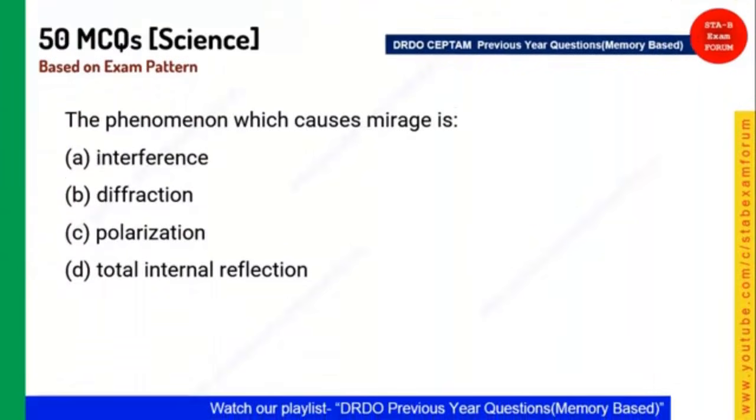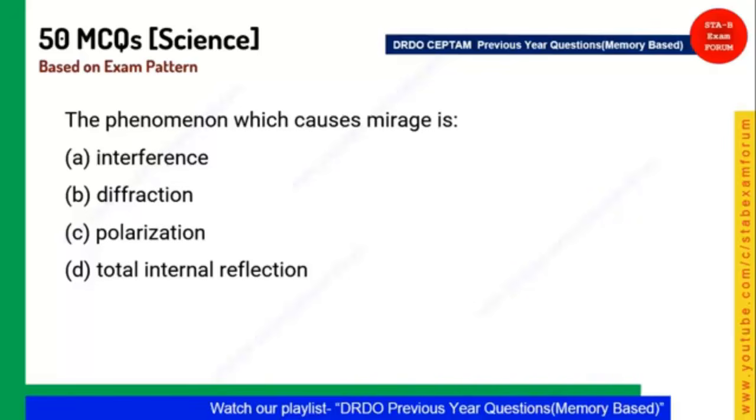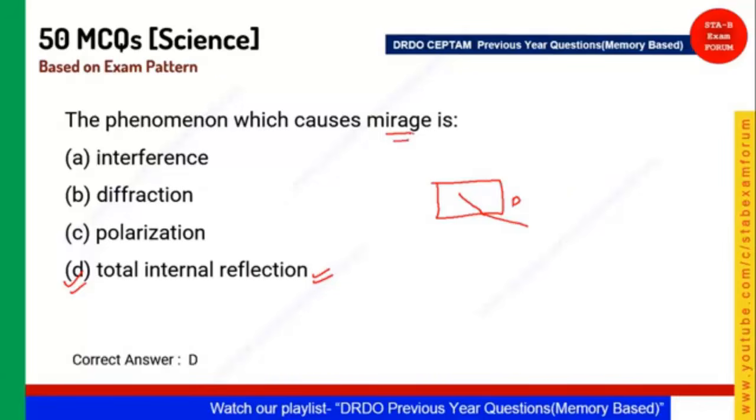Coming to the next question, it is again from physics: the phenomenon which causes a mirage. A mirage is a phenomenon where you have a feeling that there is water nearby, but it is not there. It happens due to total internal reflection, where light passes from a denser medium to a rarer medium and gets refracted. This phenomenon is very real, and it causes the mirage. Let's see the next question.